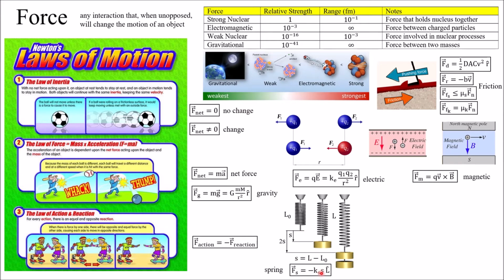And we know that the bigger the elongation, the bigger the force. And it's a restoring force, so it's pretty much trying to get back to where it was. And so that's why we have a negative here, because the force is pretty much in the opposite direction of where it is stressed. And we have the spring constant Ks here, which represents the strength of the spring. So not all springs are the same strength.